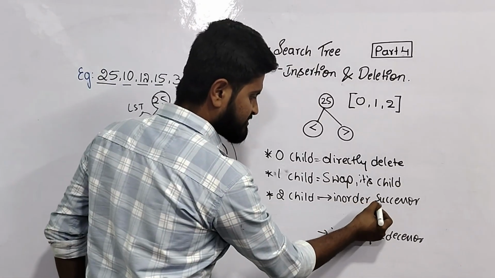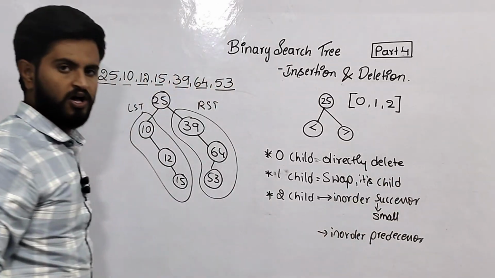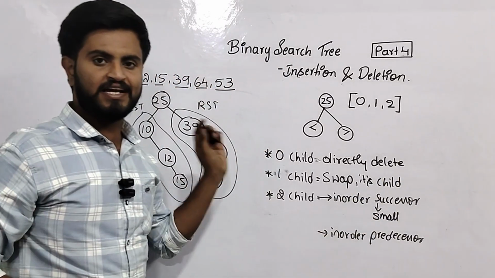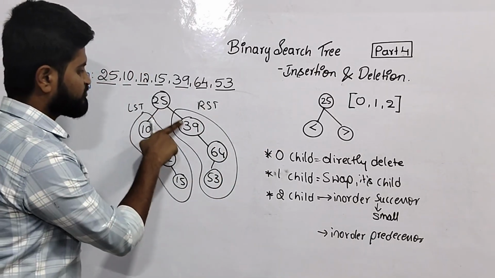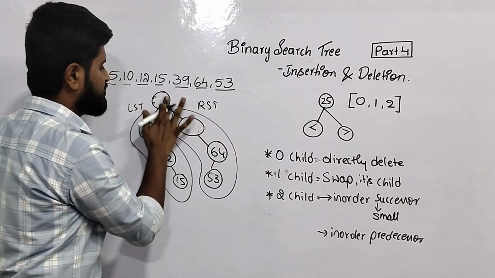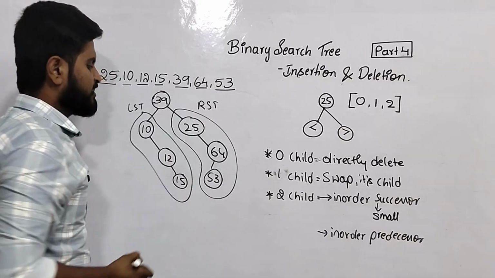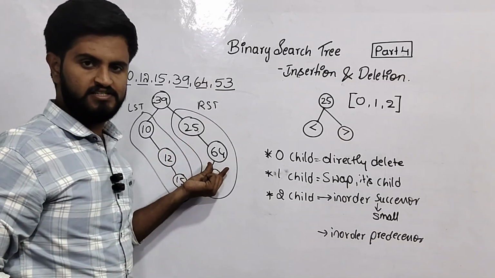Now in order successor, S means small. So you will search for the smaller element or the number in the right subtree. So where is the smaller number? That is 39. 39 is here. So 39 and 25 will be swapped. Now 25 is having one child, that is 64.